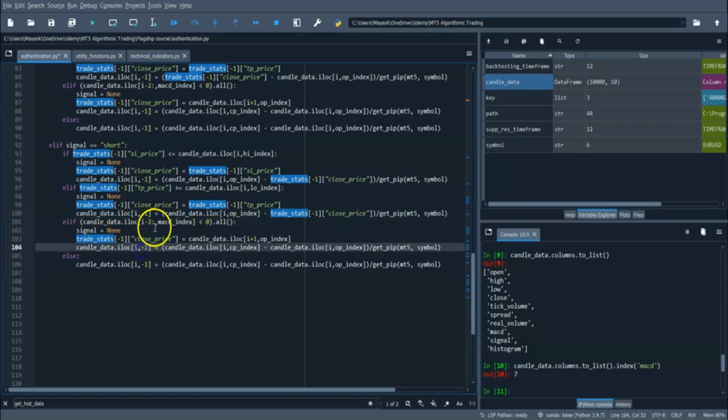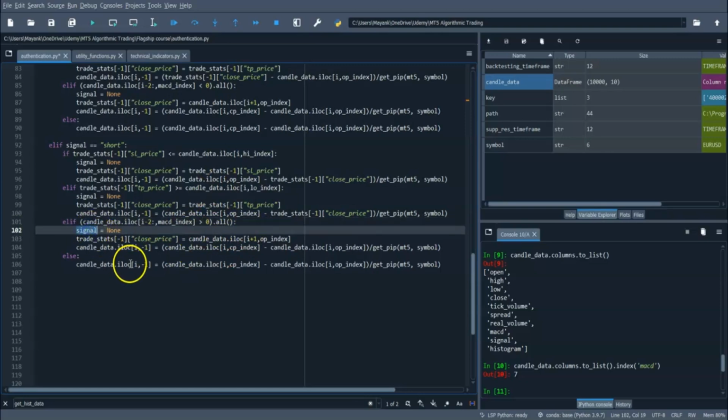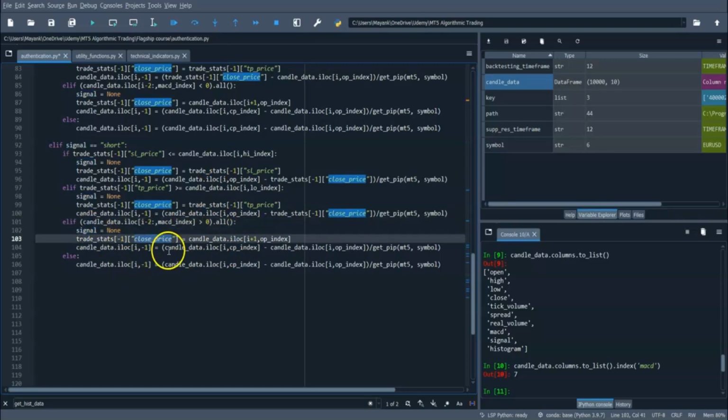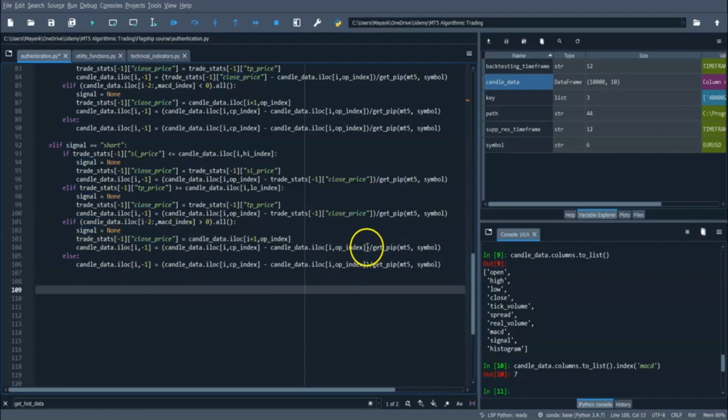Okay, here what we'll have to do. So if the previous 3 MACD values are greater than 0, that would tell us that the short signal no longer exists and that we need to get out of this position. So once again, we'll have to convert signal as none. The close price would not change. And once again, we'll have to flip this, open minus close.